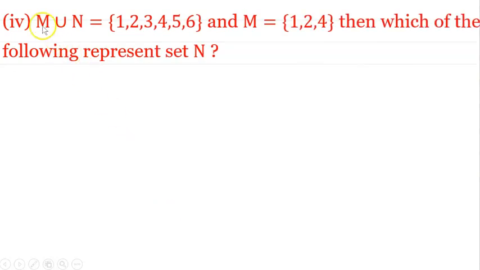Next, M union N = {1, 2, 3, 4, 5, 6} and M = {1, 2, 4}. Then which of the following represents set N?